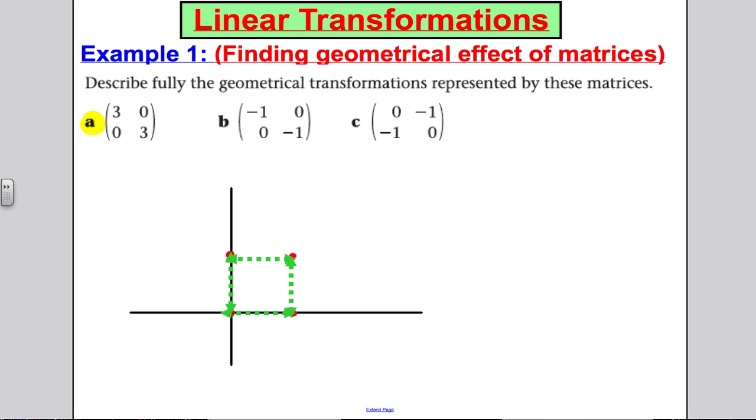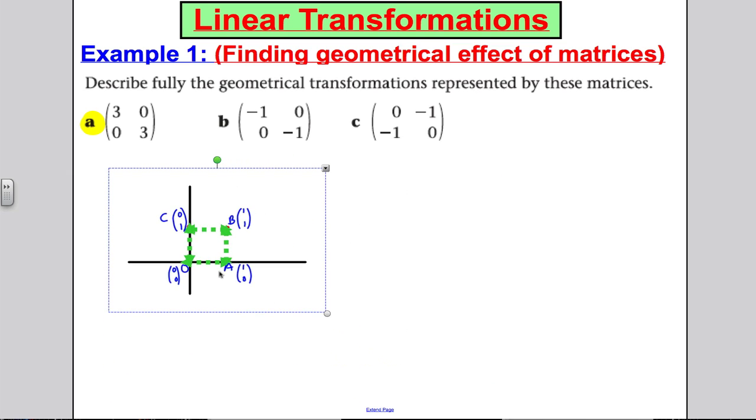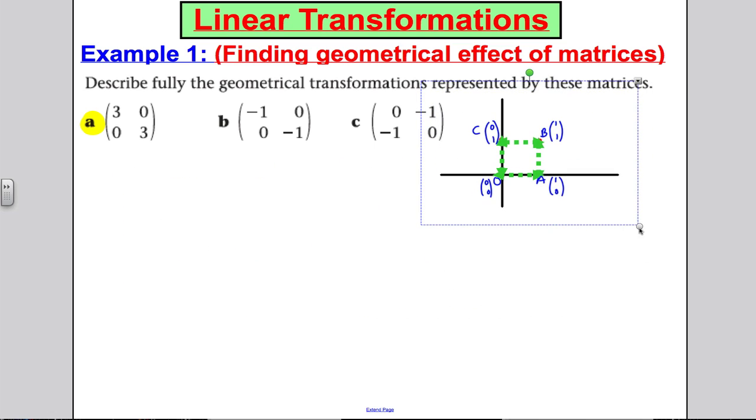Okay, so there's the unit square, and I'm going to say this here is O, and its position vector is 0, 0. This here I'm going to call A, and I'm going to say it's 1, 0. This here I'm going to call B, and it's 1, 1. And this here I'm going to call C, and it's 0, 1. If I applied that matrix to this square and see where it ended up, that might help me decide what transformation is represented by that matrix. Okay, so I'm just going to shrink this, and I'm going to pop this over here for future reference.